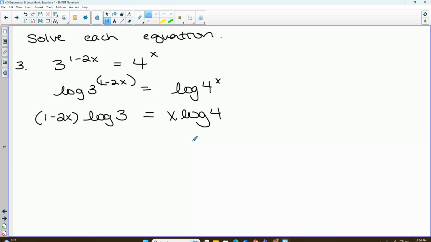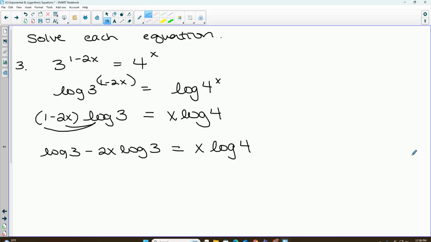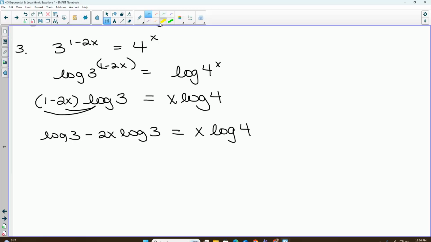Now what do we do? So 1 times log 3 is log 3. Minus 2x log 3. Equals x log 4. I'm trying to solve for x. I have x in 2 different spots, so I need those on the same side. So we'll add that one over.